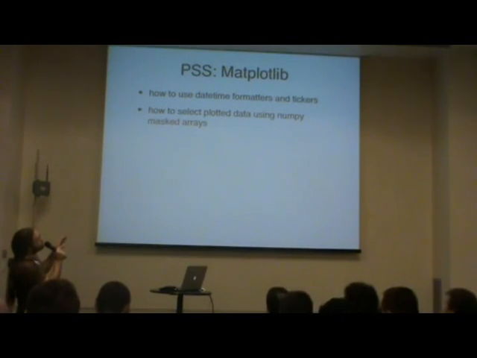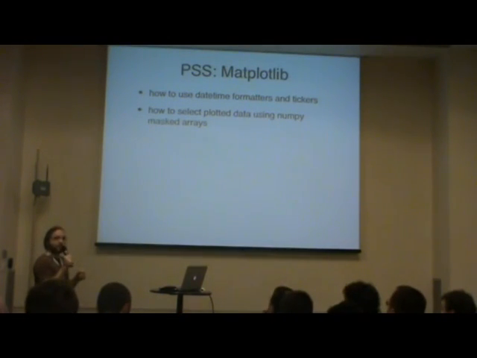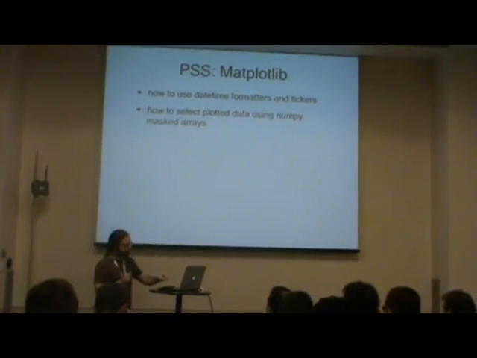You can use formatters and tickers to select where you want to put the ticks and the information on your axes. It's very flexible. I'm going to also show you how to use masked arrays from NumPy. Matplotlib understands masked arrays, so it knows that it shouldn't plot the invalid values, and it ignores them.